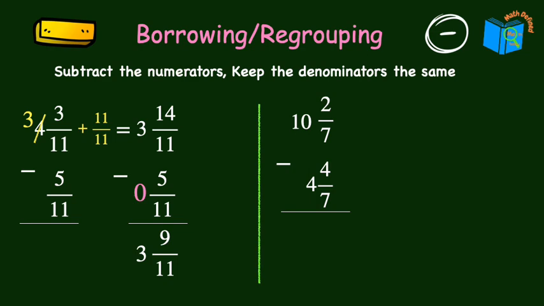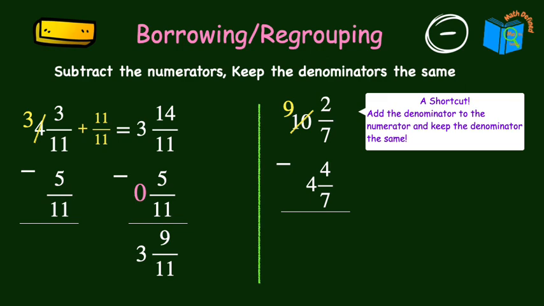These mixed numbers have a common denominator, and we can't subtract 4 from 2 in the numerators. So we need to borrow a 1 from the whole number of 10. Borrowing 1 from 10 will change it to a 9. Now for the shortcut. Instead of writing out the 1 we just borrowed as a fraction, we can accomplish the same thing by just adding the denominator to the numerator. 7 plus 2 is 9, so I can replace the 2 with the 9, keeping the denominator the same.